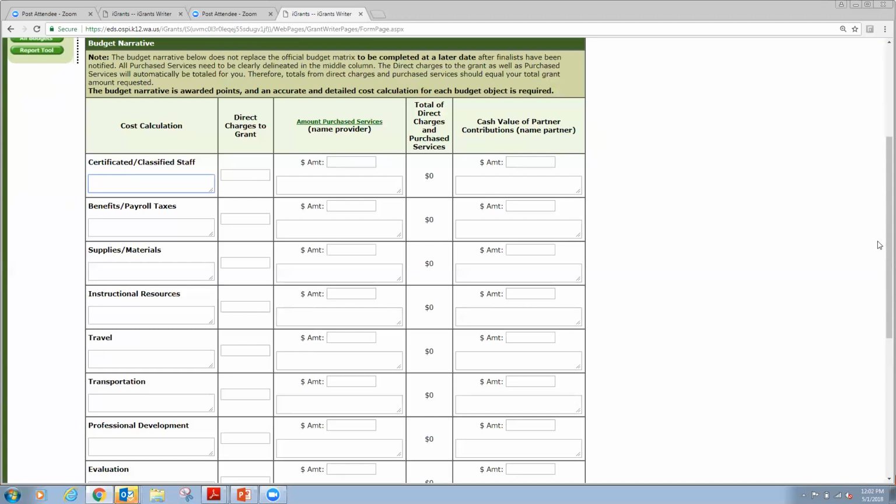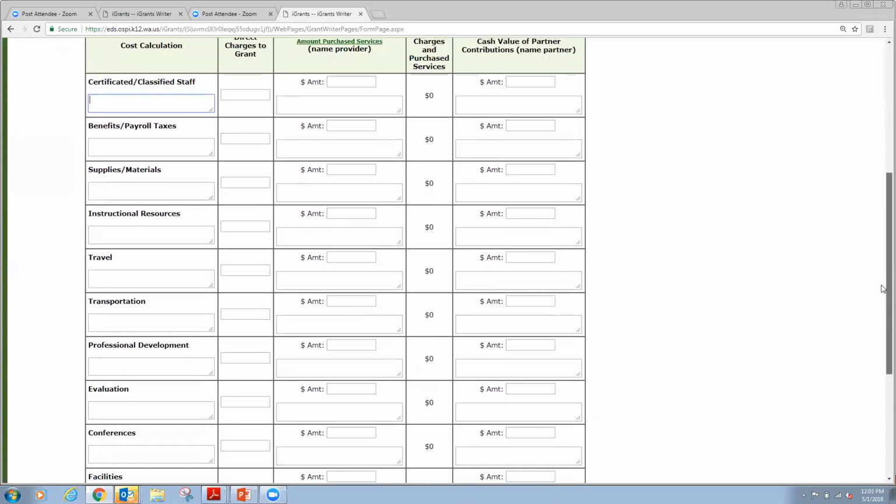And supplies and materials for the program, instructional resources, and travel, which is more detailed in the RFP, is travel assigned to staff. So travel assigned for going to meetings, any in-state travel, out-of-state travel, those types of things. And the transportation section is transportation for students. We would want to see busing, or if you have other means of transportation that you're thinking about, we would want to see that there too.